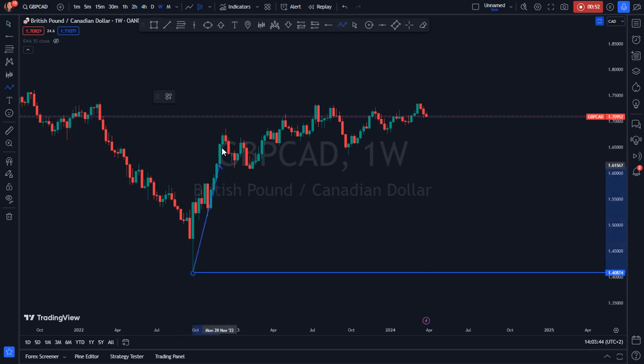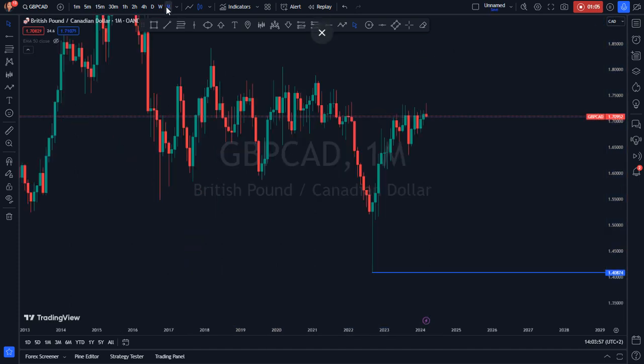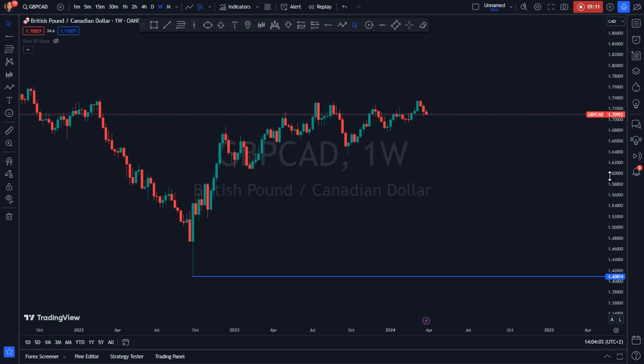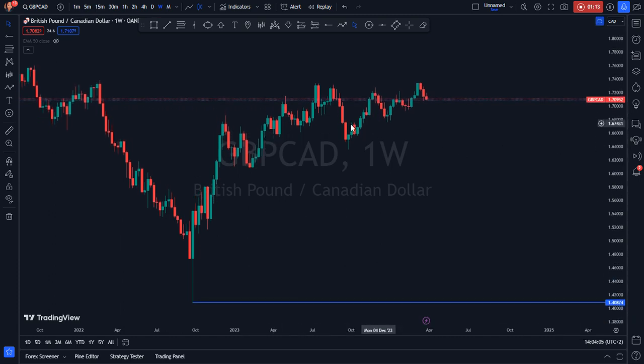We have this impulsive move, this correction move, this impulsive move, this correction move, and then currently the market is in an impulsive move. Let's look at it on the monthly time frame. It doesn't really show exactly what I want you guys to see. But yes, on a weekly time frame, this is what we see.